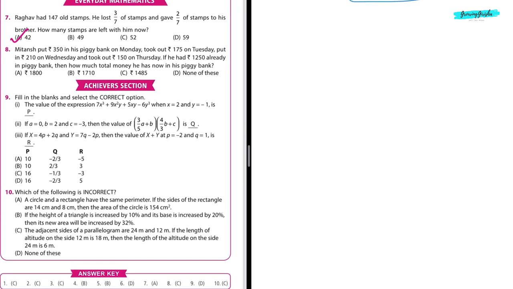Question 8. Mitansh put rupees 350 in his piggy bank on Monday, took out rupees 175 on Tuesday, put in rupees 210 on Wednesday, and took out rupees 150 on Thursday. If he had rupees 1250 already in the piggy bank, then how much total money does he have now in his piggy bank? He already had rupees 1250 in his piggy bank.